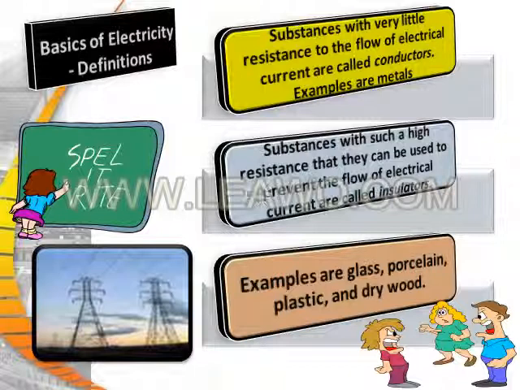Substances with very little resistance to the flow of electrical current are called conductors. Examples of this are metals. Substances with such high resistance that they can be used to prevent the flow of electric current are called insulators. Examples of this are glass, porcelain, plastic, and dry wood.